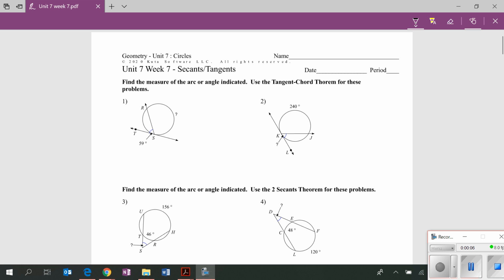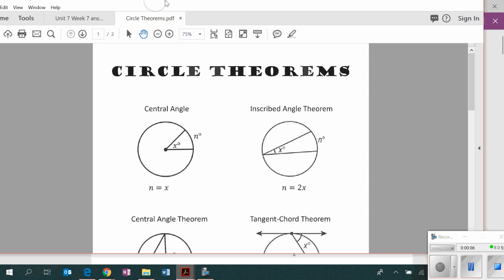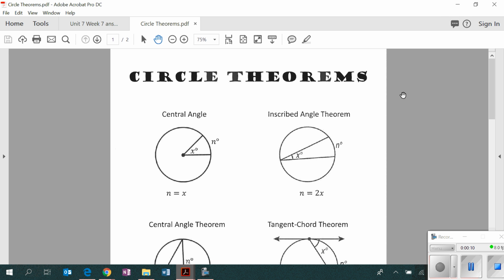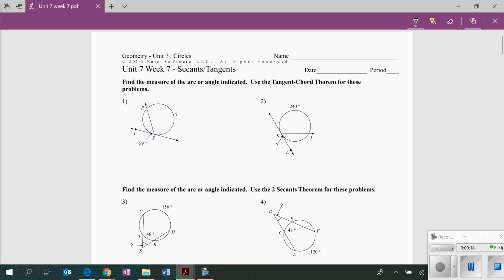What you're going to need for this worksheet is your circle theorems reference sheet. What you see here, you can download it from Canvas in the assignments or on the home page. Okay, you're definitely going to need it, so have it next to you when you're doing this worksheet.